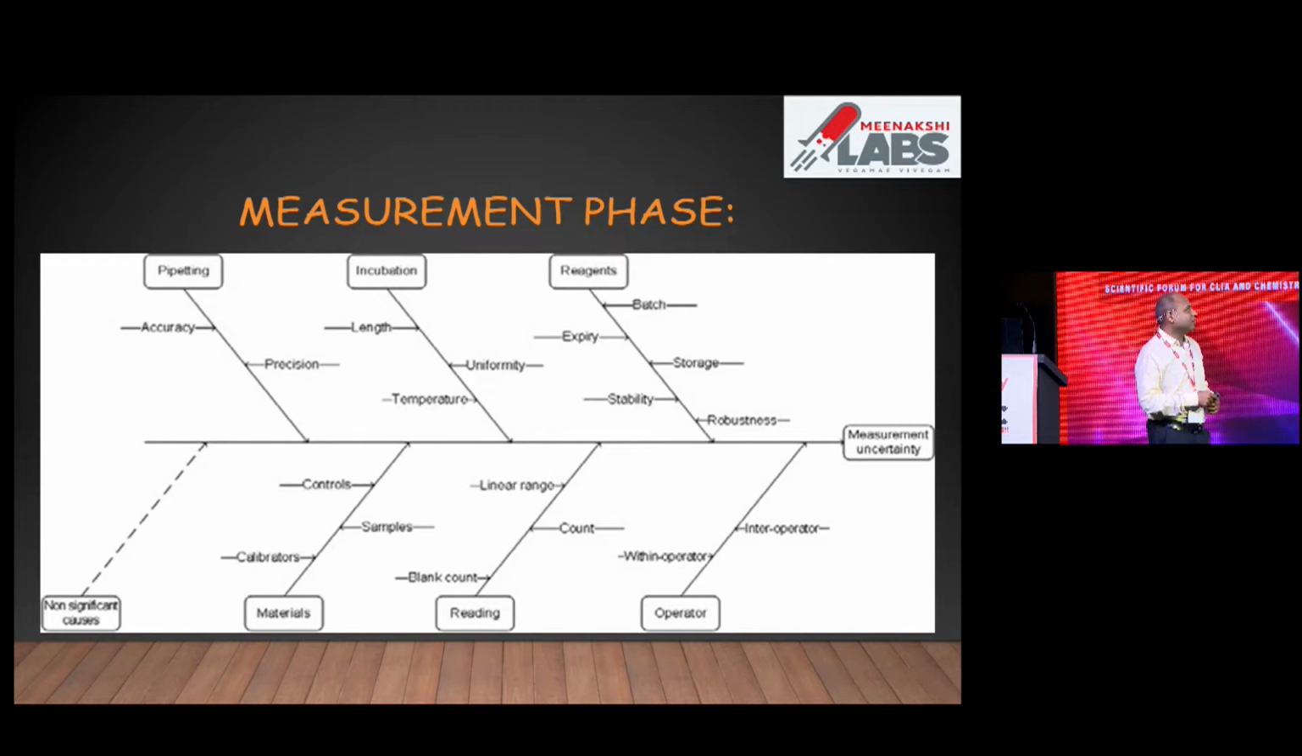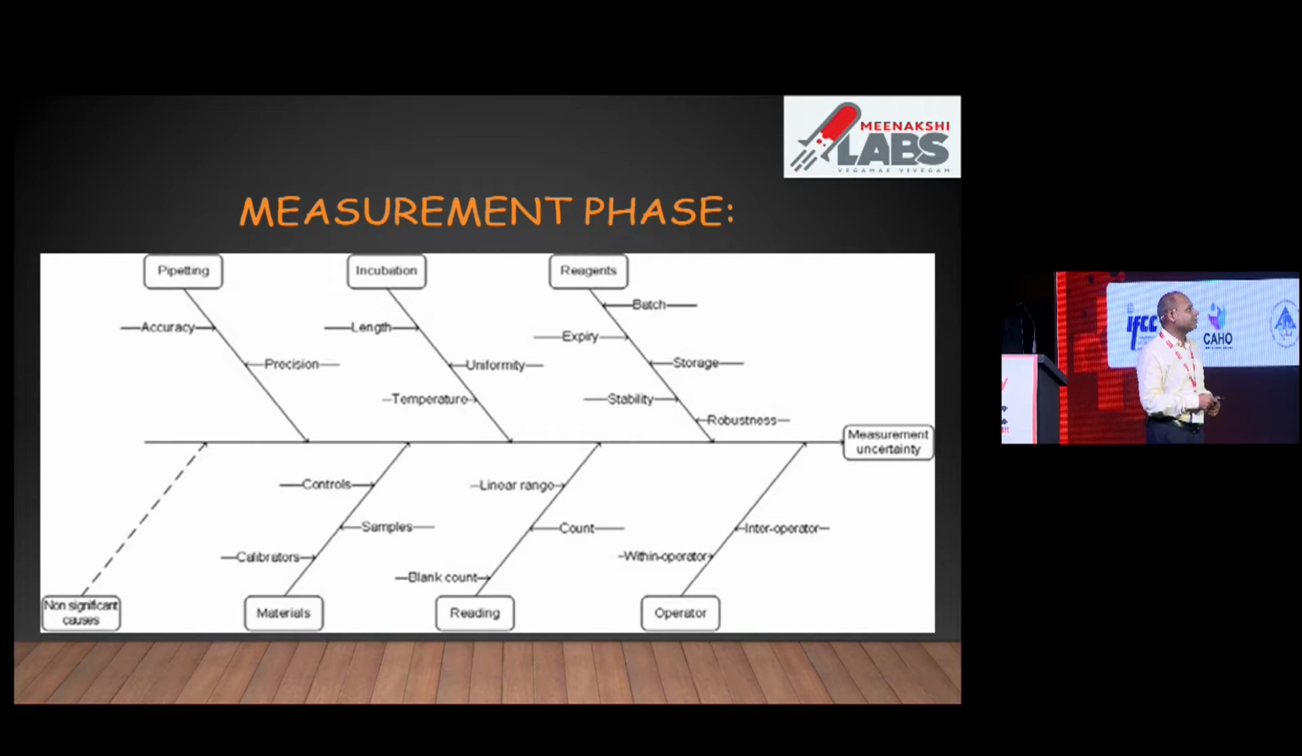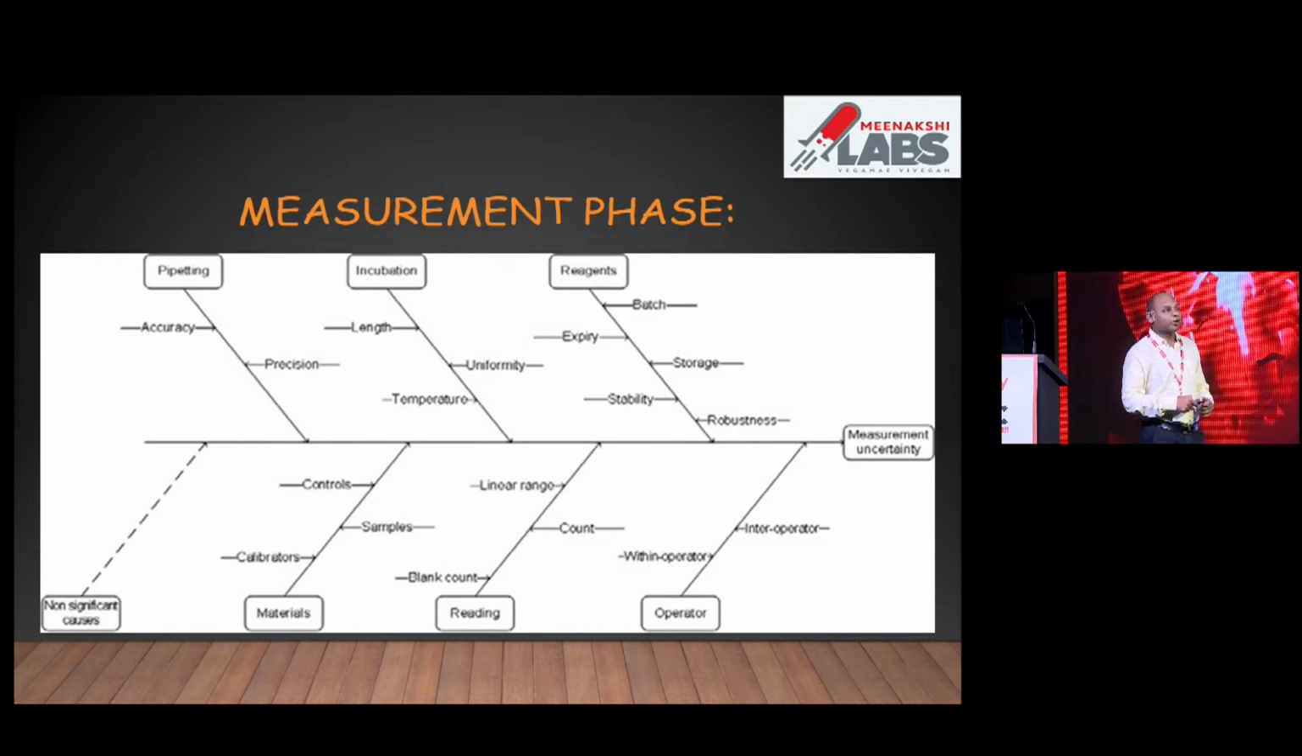Coming to the reagent cause: batch number of the reagent, expiry date of the reagent, storage conditions of the reagent, stability of the reagent, robustness of the reagent. These are some of the factors which can also contribute to the uncertainty. And lastly is the operator, within-operator and inter-operator variations or uncertainties. So these are some of the causes for uncertainties in the measurement phase.